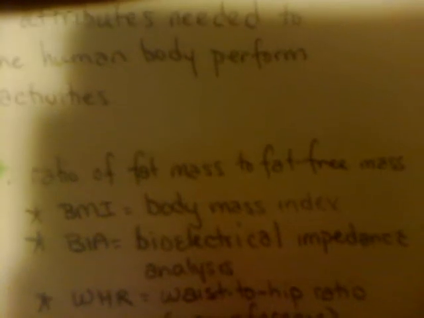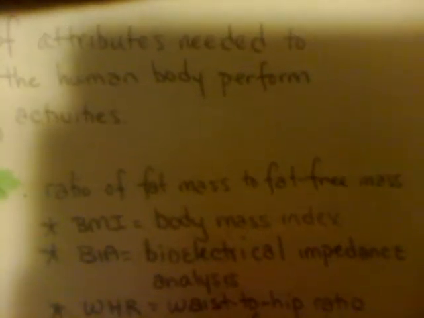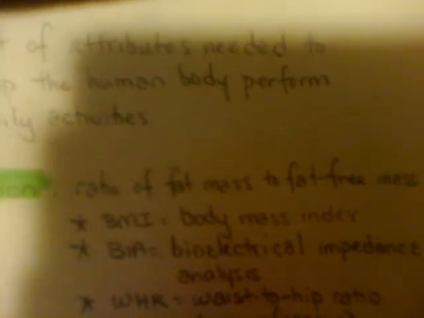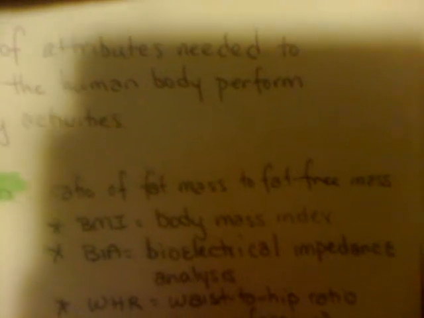Now, here are the components. I'm going to go slowly with this. Move up a little closer. The first one is called body composition. Body composition has to do with the ratio of fat mass to fat free mass. Again, ratio of fat mass to fat free mass. So, in layman's terms, you're trying to be height-weight proportionate.